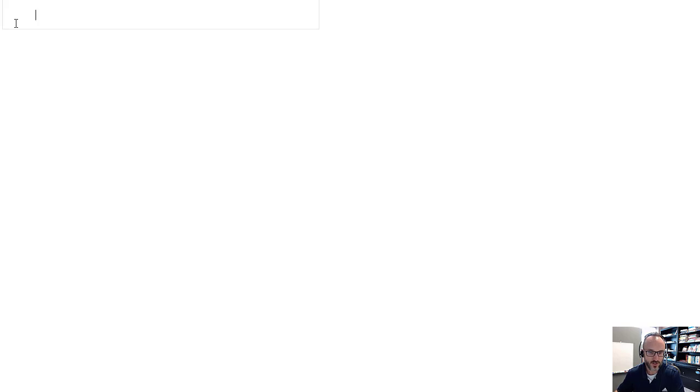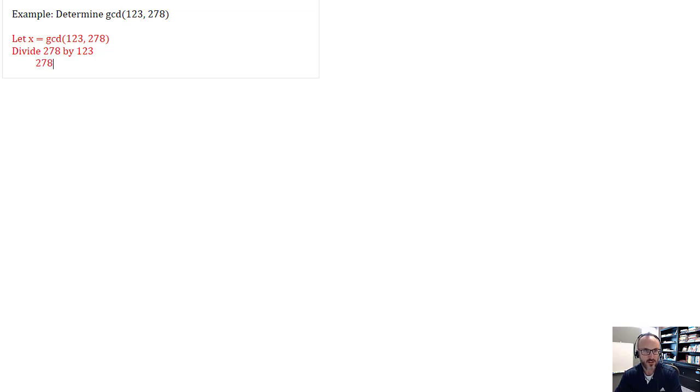Let's try another one with different numbers. Determine the GCD of 123 and 278. So we'll start the same way. Let's call that GCD x. And let's divide the bigger number, 278, by 123. Well, 123 goes in twice, so 278 is 123 times 2.